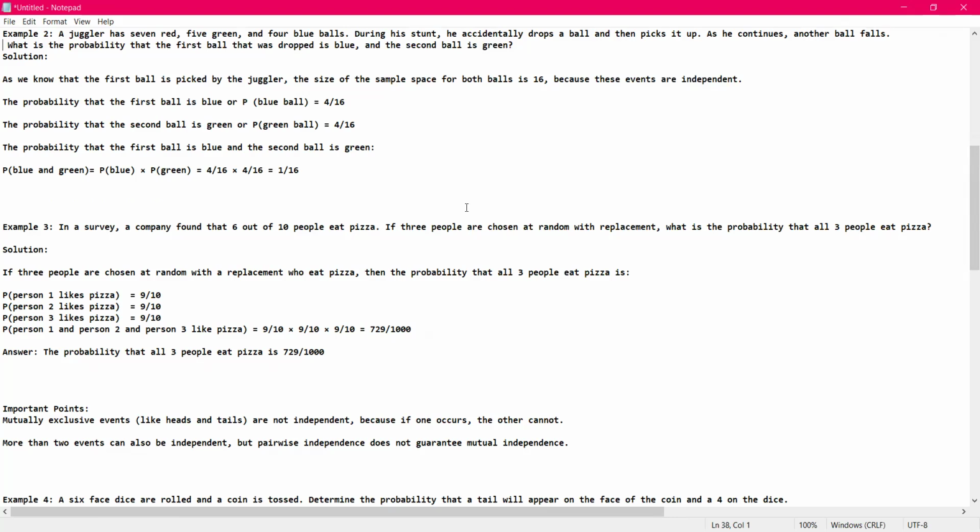9 by 10. So like that for person 3 also 9 by 10. It means they are asking about the probability of person 1 and person 2 and person 3. We already know that P of A intersection B intersection C equals P of A into P of B into P of C, according to the independent event. So 9 by 10 into 9 by 10 into 9 by 10. So finally we got the solution as 729 by 1000.